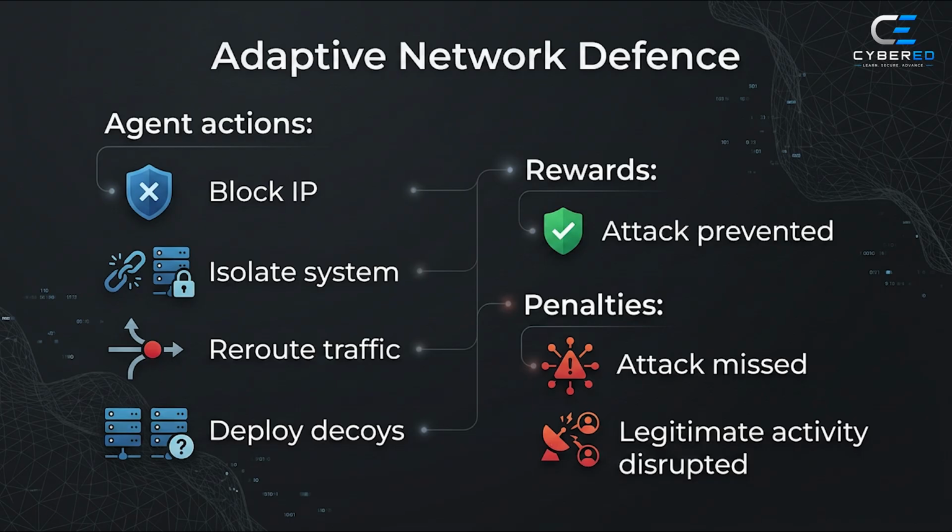Imagine an AI protecting a simulated enterprise network. The agent might choose to isolate a machine, block an IP address, reroute traffic, or deploy a decoy. If it successfully stops an attack, it receives a reward.